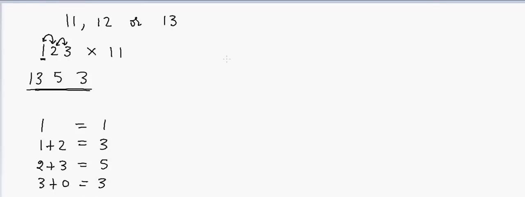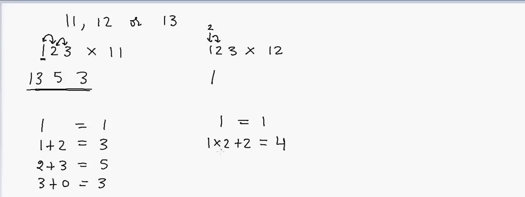Again, how will I do the same for 12? If I have 1, 2, 3 and I want to multiply by 12, I'll first take the first digit. The first digit we have is 1, so I'll just write a 1 here. Then we have another digit. To calculate the second digit of our answer, we'll take the first digit, multiply by 2 and then add 2 into it. So 2 into 1 is 2, plus 2, 4.